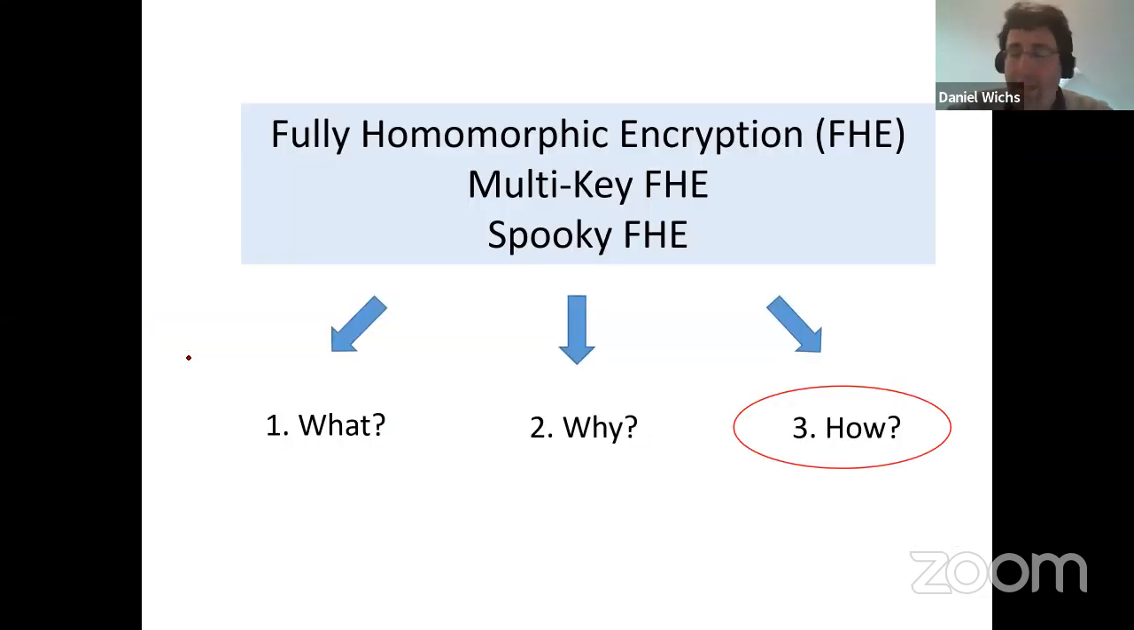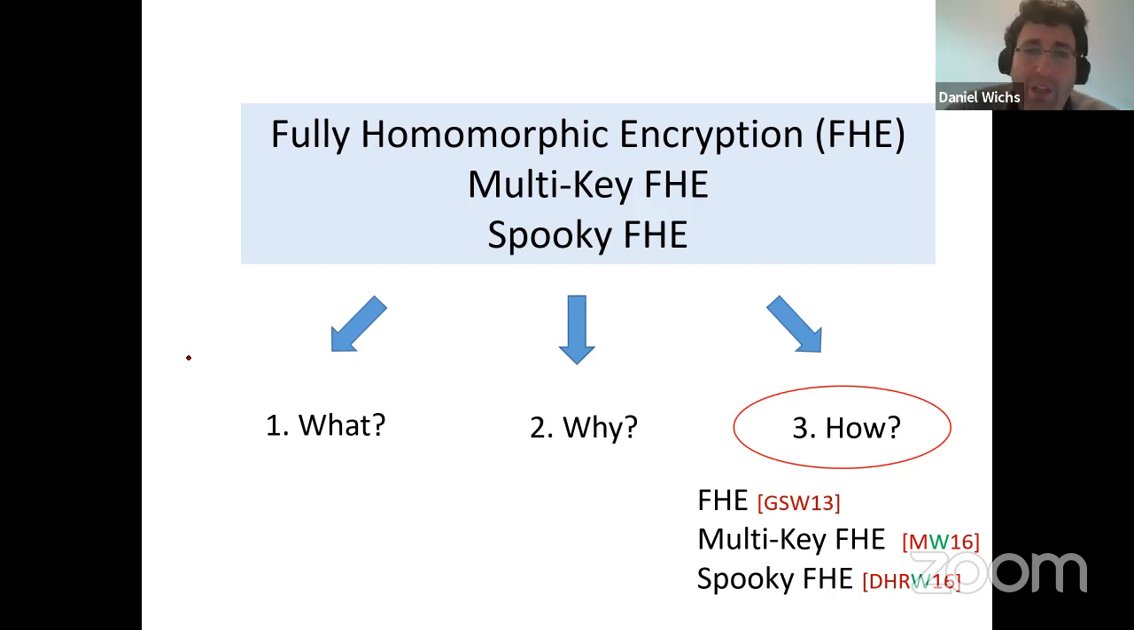Okay, so the last part of the talk, I'm gonna tell you how to actually do this. And so I'm gonna start by telling you about just basic fully homomorphic encryption. This will be the Gentry, Sahai, and Waters scheme. I believe you already heard about it at the beginning of the workshop, so this will be just a quick summary. And we're gonna see how to use these techniques to extend them to get both multi-key FHE and spooky FHE.